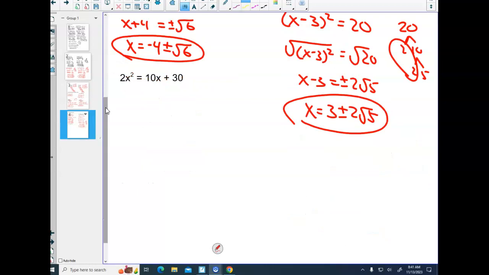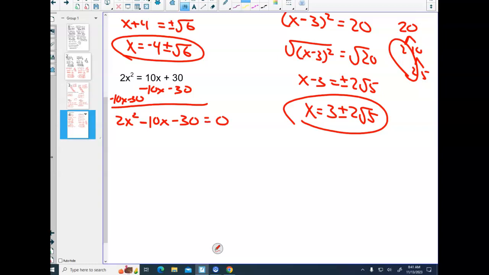Okay. So before we do completing the square, I need to make sure my signs are right. Now this might seem a little overkill here, but I want to set it up this way every single time. I'm going to subtract everything over. And I know in a second I'm bringing the 30 right back over. I don't care. I don't want to do completing the square until everything's equal to 0. And now I divide everything by 2.